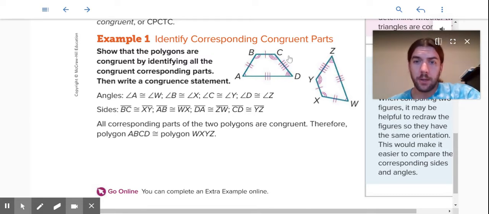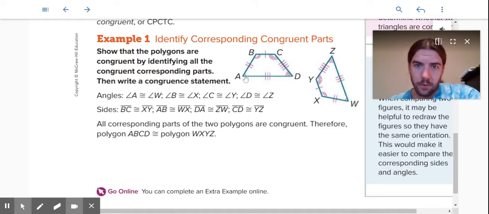Now, these two polygons are going to be congruent if and only if every single part of them is congruent. So what are the parts? Well, there's the angles on the inside, 4 different angles, 1, 2, 3, 4, 1, 2, 3, 4. And there are the 4 sides, 1, 2, 3, and 4. Well, this side, the shortest side, matches up between B and C and X and Y. The side AB corresponds to WX. CD is the same as YZ, and the biggest side, AD, is the same as WZ.